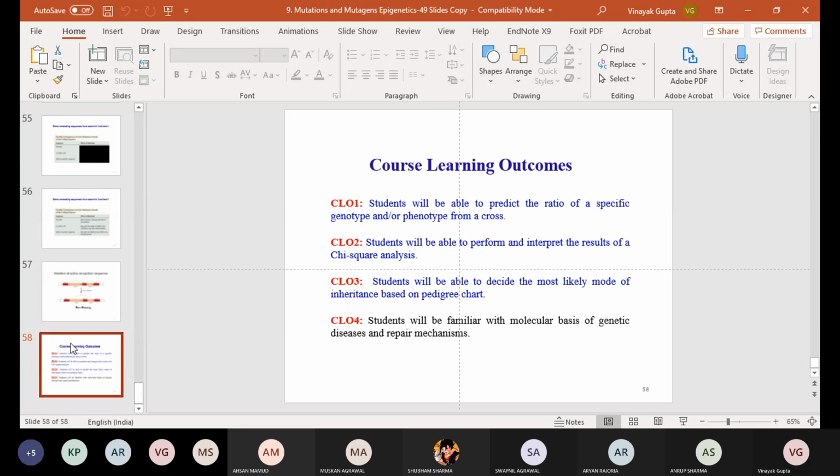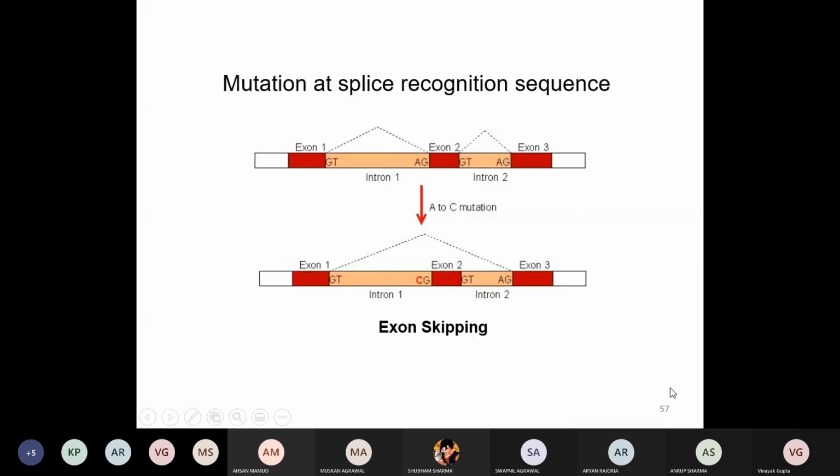Sir, what is the use of intron? Basically, why is it there in the eukaryotic cell? Okay, good question.